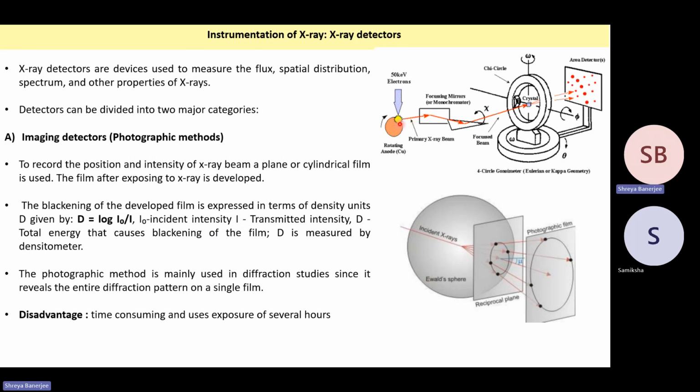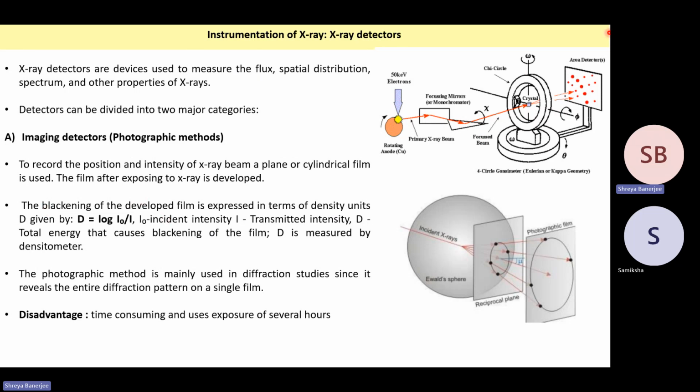You can see here the X-ray is being produced. The monochromator is separating out the particular wavelength you need, and then the X-ray is being made to fall on the crystal, and you have a crystal which is placed in a goniometer, which we discussed in the previous class, and then you have different diffraction patterns.